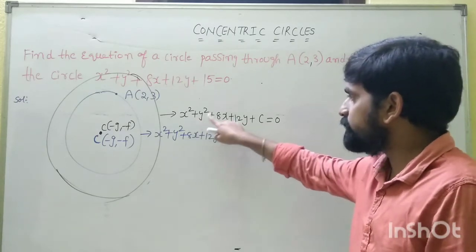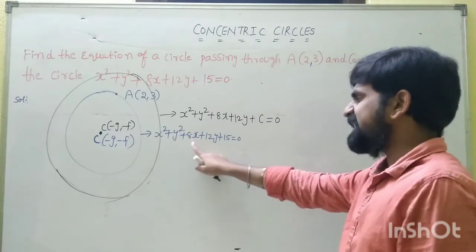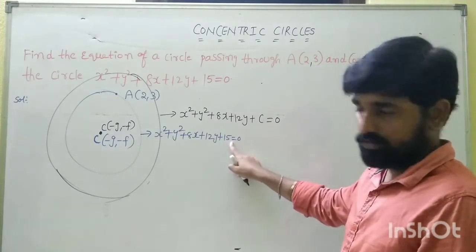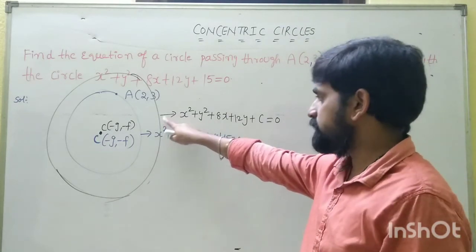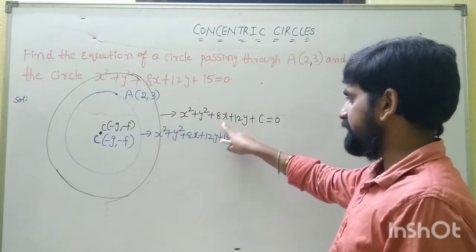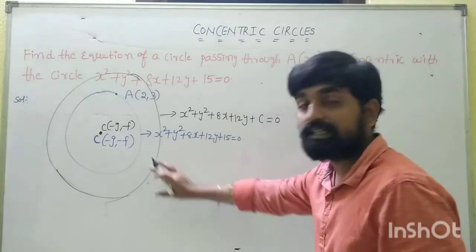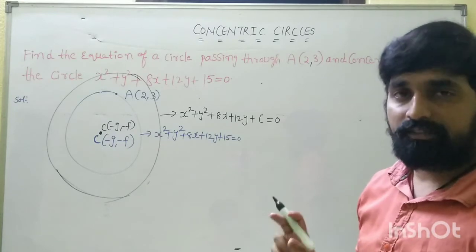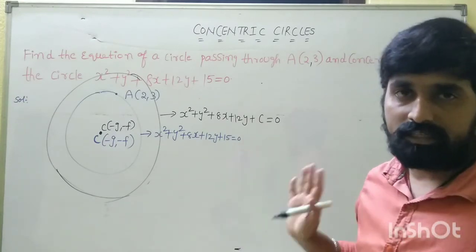This circle is given as x square plus y square plus 8x plus 12y plus 15 equals 0. And this circle, we need to find. So this is x square plus y square plus 8x plus 12y plus c. Concentric circles differ in their constant terms. That's it. Okay?